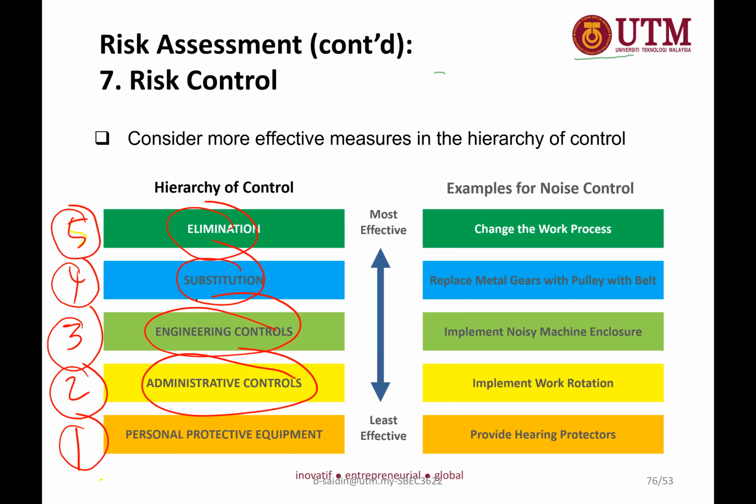Why is it put at a lower level of effectiveness? Because sometimes even though you put up a notice, somebody doesn't care about the notice. They don't even read the notice. So that's why we can use administrative control, but in terms of effectiveness, you never know. If people follow the instruction, then it is okay. If people do not follow, then it's not going to be effective.